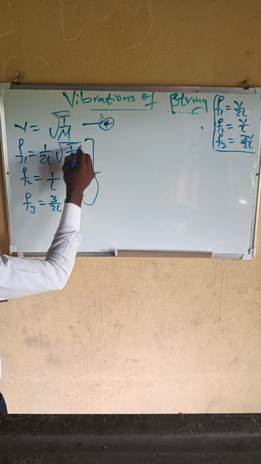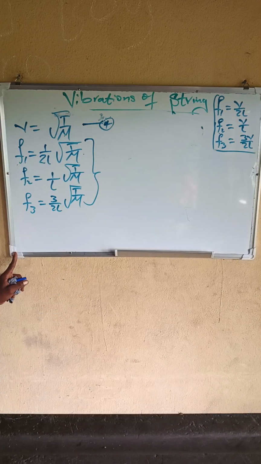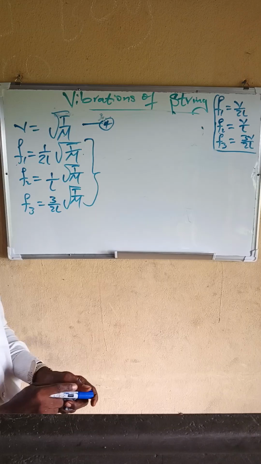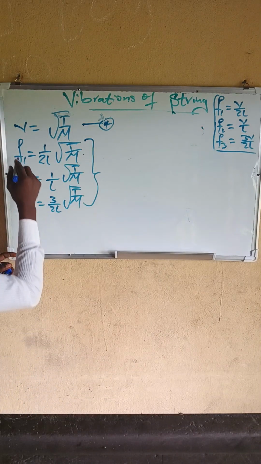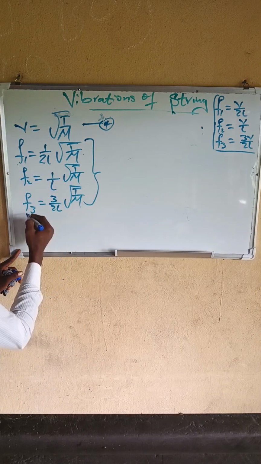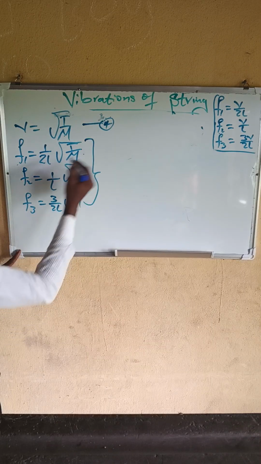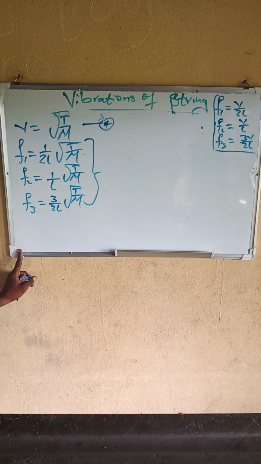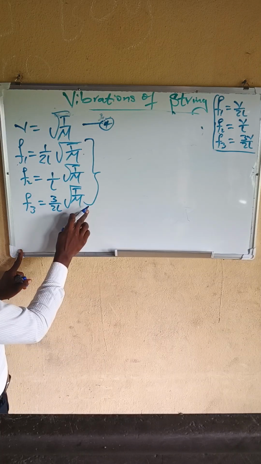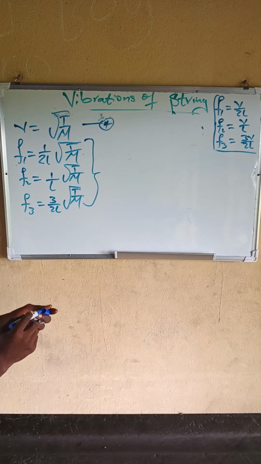And this particular one, F1, is the fundamental frequency, which is the first harmonic. This is the first harmonic, second harmonic, and third what? Harmonic. So this is the natural frequency. This second harmonic is called the first overtone. The third harmonic is called the second overtone.